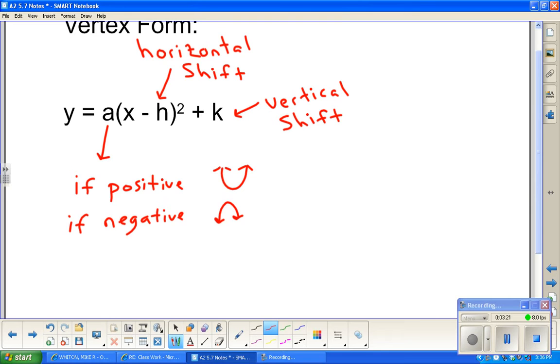Let's look at how we go back and forth. If you're given something in standard form, how do you change it? Why would you want to change it? And that kind of thing. So a couple examples.